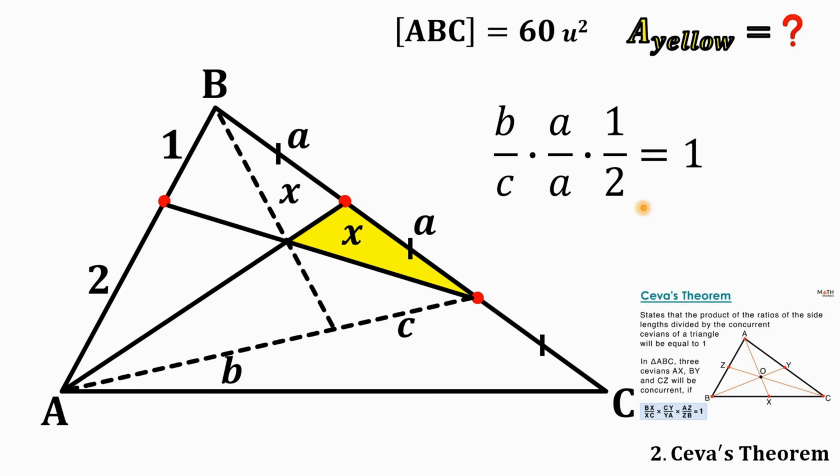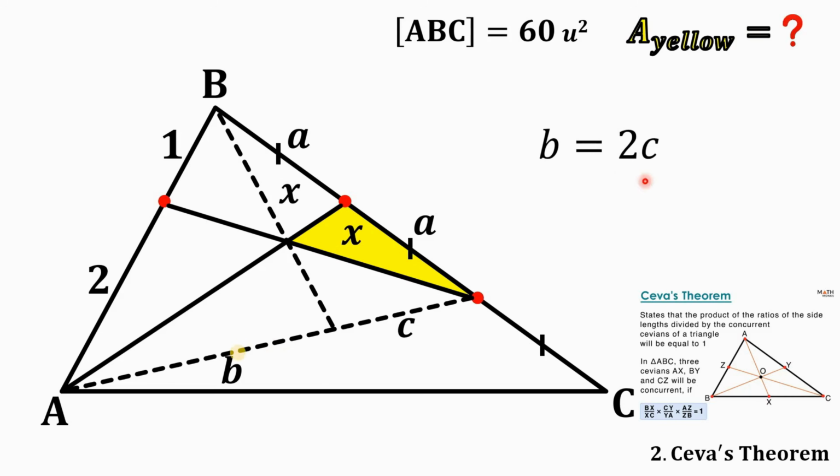Now simplify, this will give us B over C equals 2. It follows that B equals 2 times C. In short, this B simply equal to 2 times C. So that their ratio must be equal to 1:2.